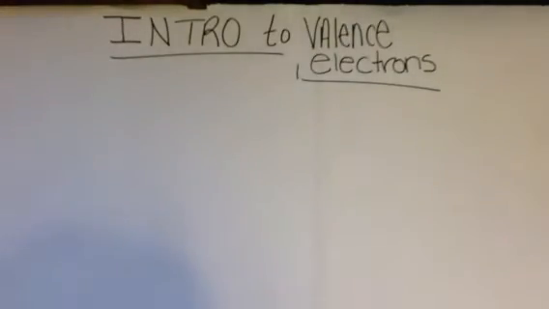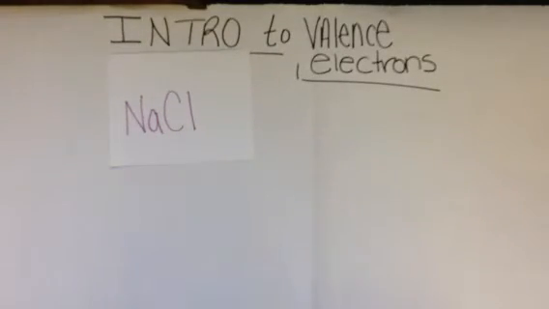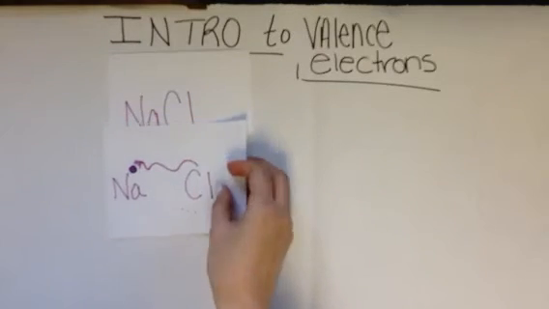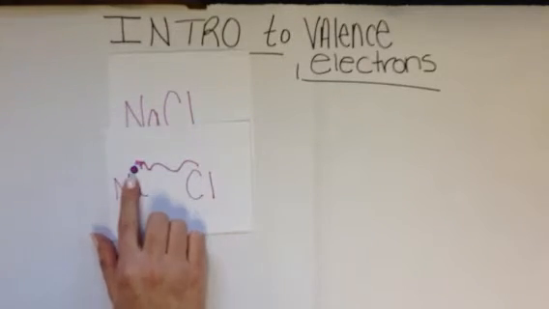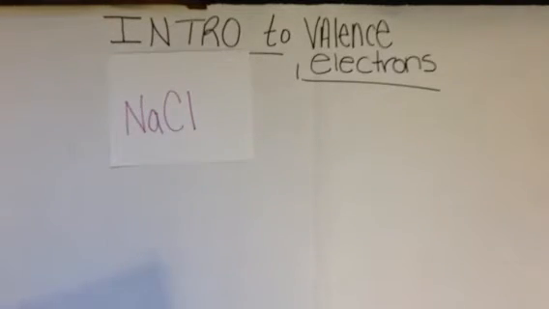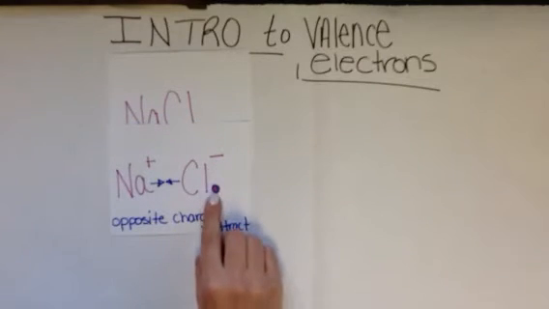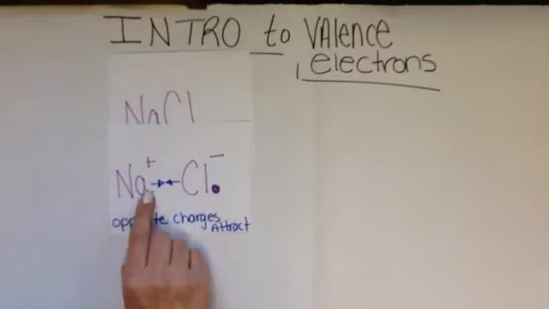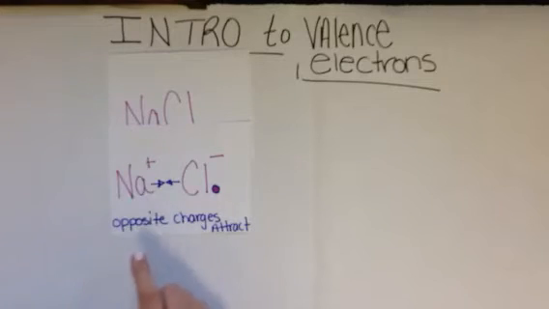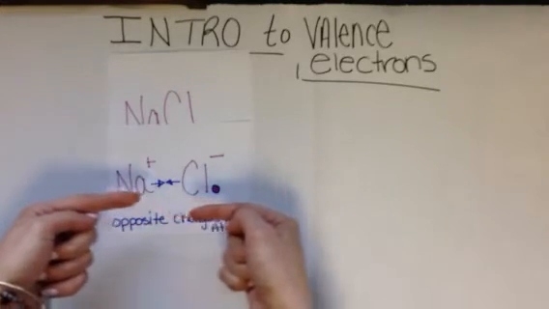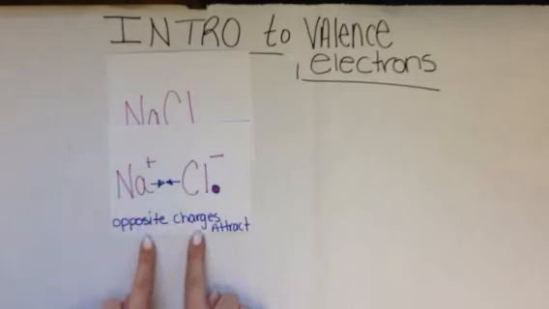So this is an ionic compound, a metal and a nonmetal. And what's happening here is chlorine snatches up one of the electrons from sodium. And so now chlorine has an extra electron, so it turns negative. Sodium lost that electron, so it turned positive. These positive and negative, opposite charges attract. That's what's happening in ionic bonding.